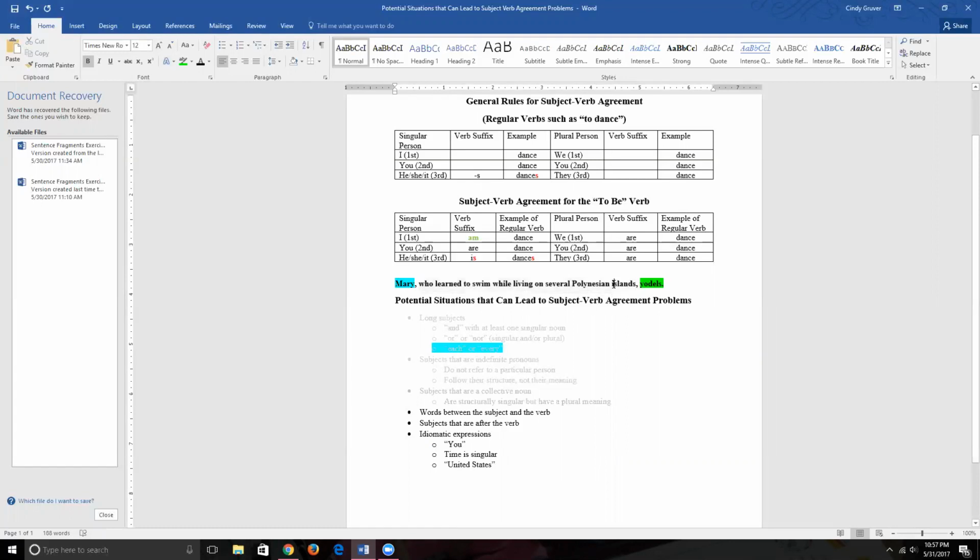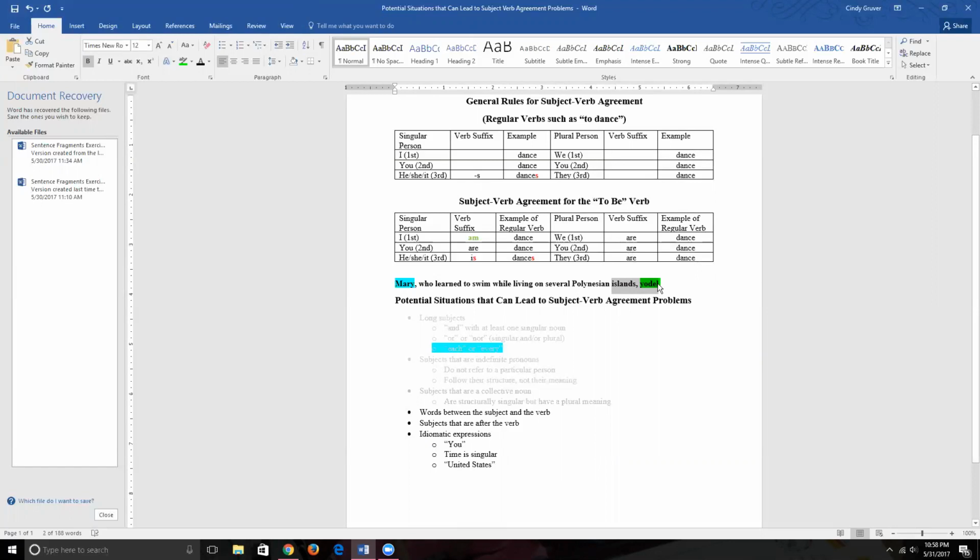And in fact, many times when the word right before our verb is in plural, then we think we're in the they universe. And so we might leave off the S. Let me just read it so you can hear it this way so you can see the temptation. Mary, who learned to swim while living on several Polynesian islands, yodel. It's almost like the islands are yodeling. I mean, let's imagine that an island can yodel. Islands yodel. I mean, that's how we would say it if it were a thing, right?